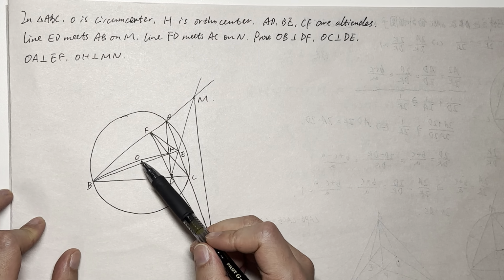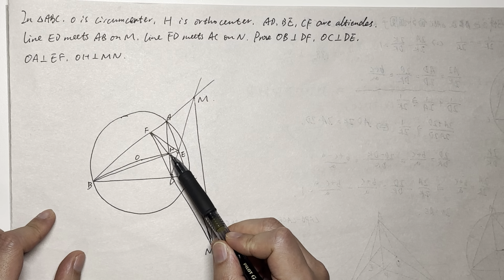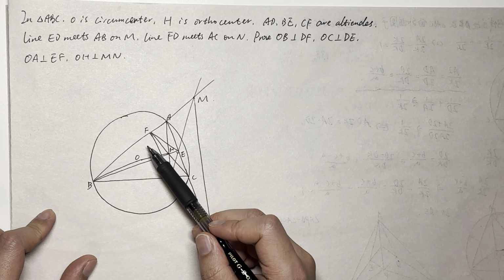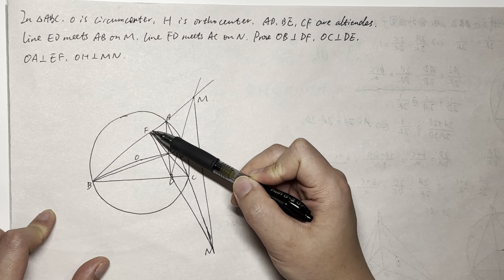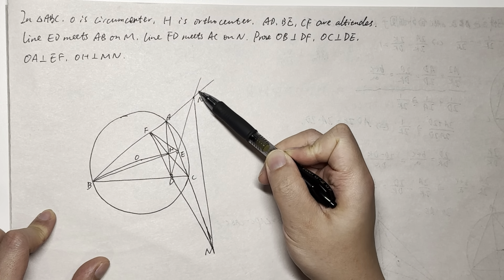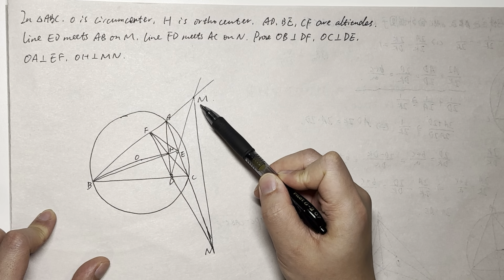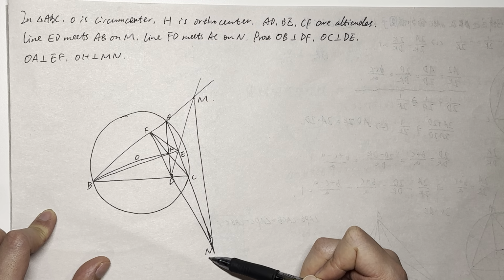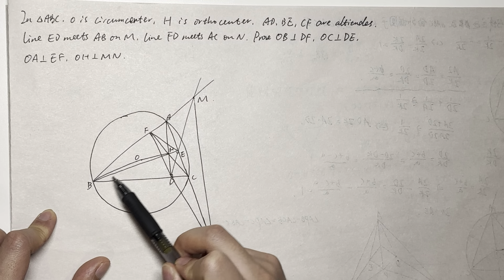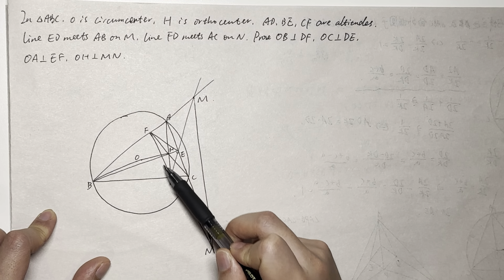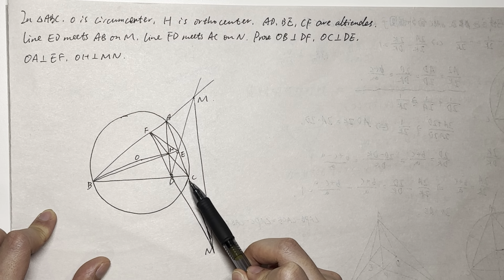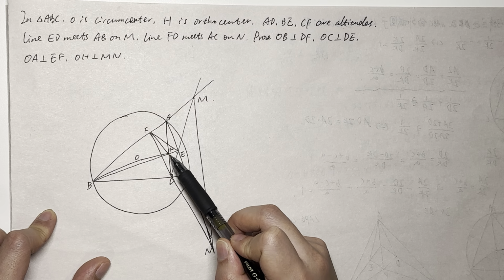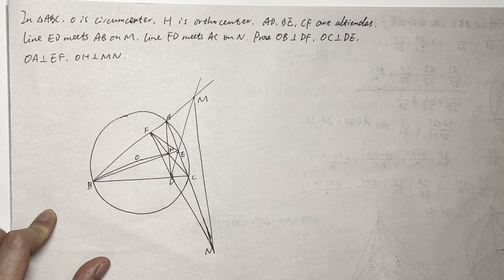Here is a problem. In triangle ABC, O is the circumcenter, H is the orthocenter, and AD, BE, CF are altitudes. Line ED meets AB at M. Line FD meets AC at N. Prove OB is perpendicular to DF, OC is perpendicular to DE, OA is perpendicular to FE, and OH is perpendicular to MN.